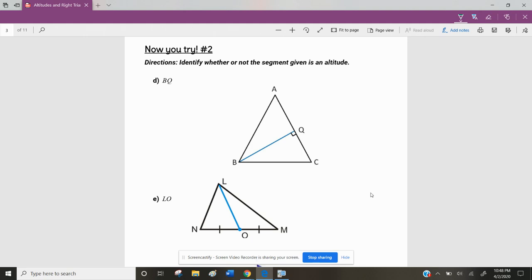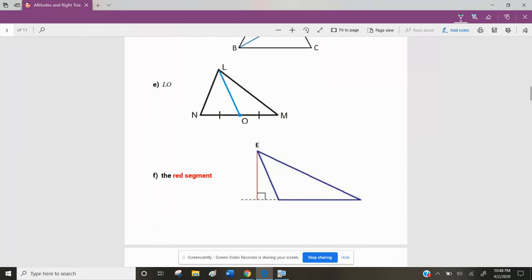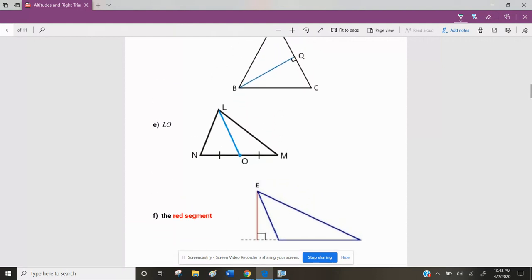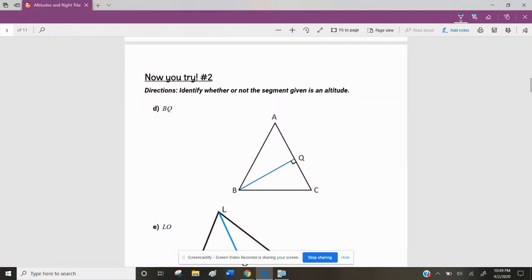So for the pictures that are below, we're going to identify whether or not the segments that are drawn are altitudes. So to remind you, an altitude is a segment that is perpendicular to the opposite side drawn from a vertex in a triangle. So BQ, if we look at segment BQ here, it is drawn from vertex B perpendicular to the opposite side. So yes, it is an altitude.